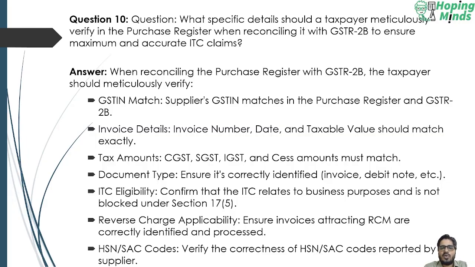Then the HSN codes and SAC codes. Verify the correctness of HSN or SAC codes reported by the supplier. So the bills or the invoices that the taxpayer has in possession and the HSN mentioned in the invoices must match with the HSN as reported by the supplier of the goods or services.